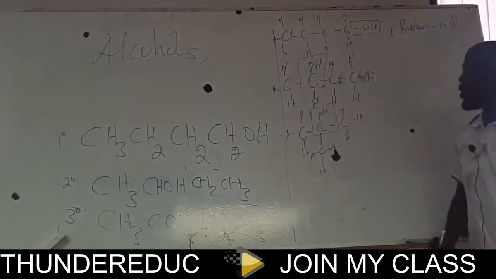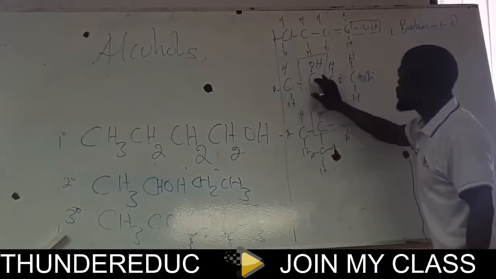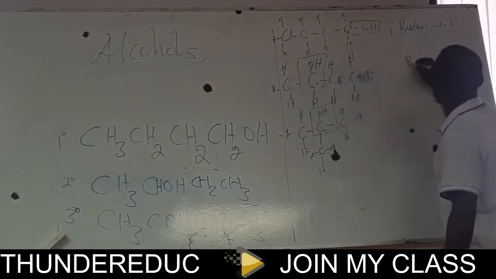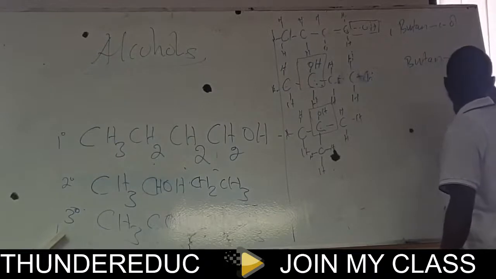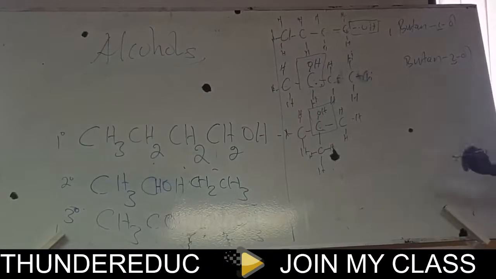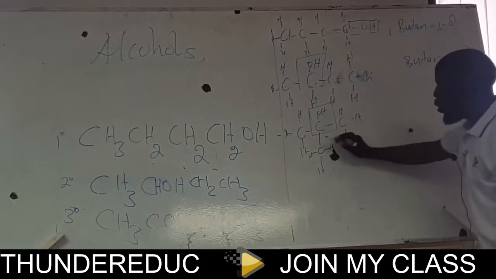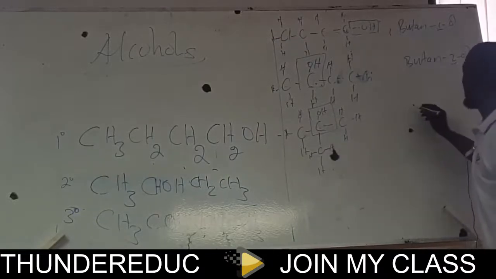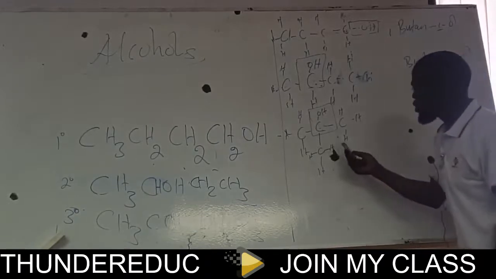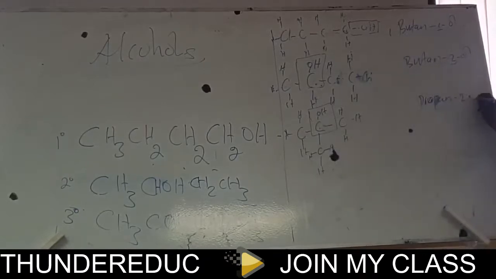Now what about this? Is it but? Yes, it's but. 1, 2, 3, 1, 2. So it's carbon atom number 2, so it's going to be 1, 2, 3, 4, butan-2-ol. You see, the position has changed. That's why we say positional isomer. What about this now? 1, 2, 3. So it's going to be propane. It is on carbon atom number 1, 2, 1, 2. It's the same thing, so it's going to be propan-2-ol.